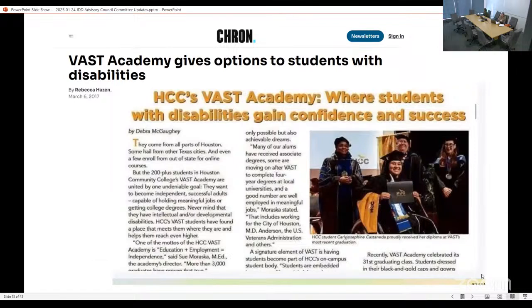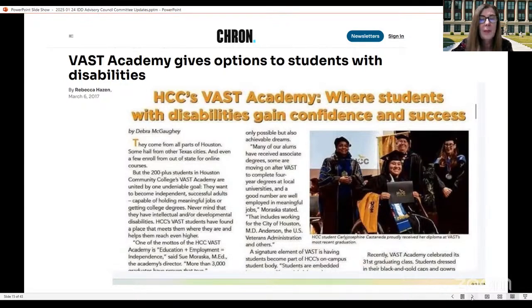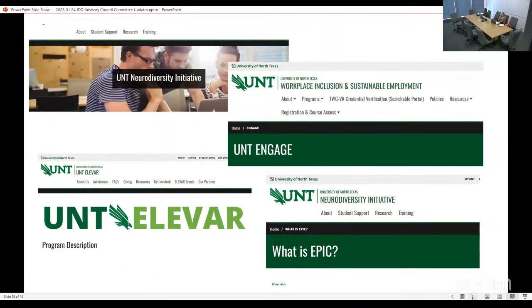And VEST is on this slide. That's just an article that was published in the Chronicle maybe a couple years ago. I think it might have been 2 years now, but it has a little overview about what we offer and some of our success. Okay, great, thank you. And the next slide is UNT. And there's 4 programs shoved onto this slide. Anyone want to talk about it?